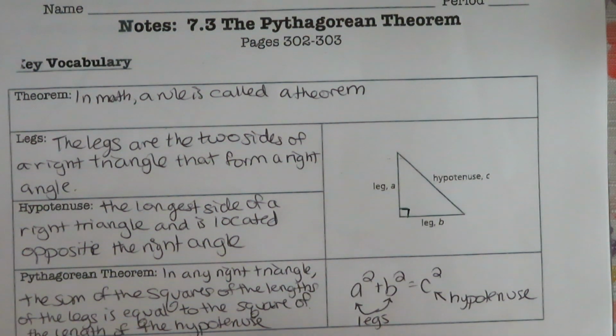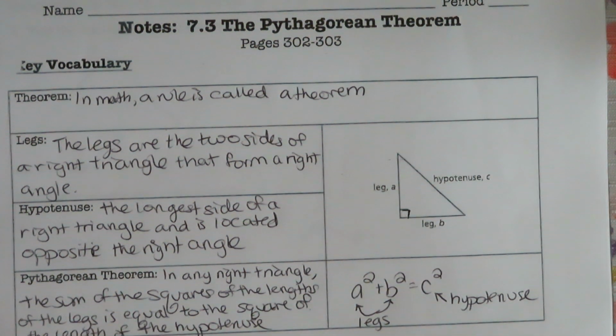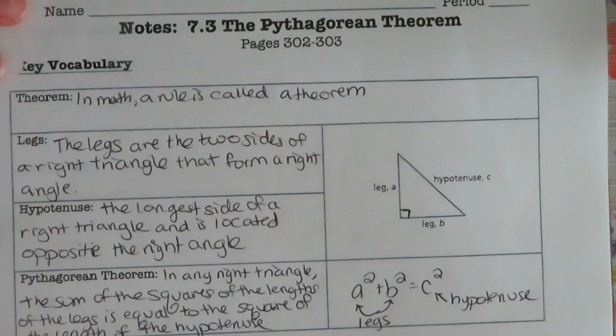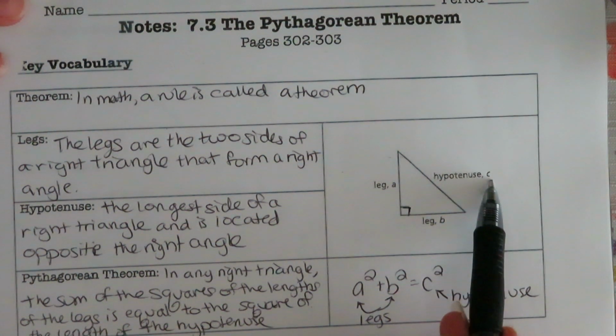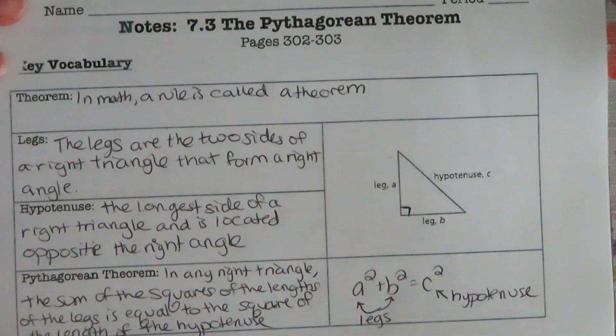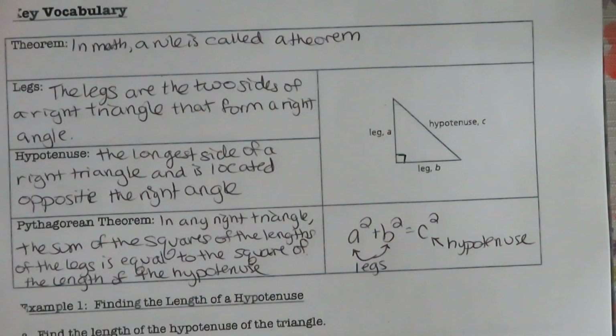Hypotenuse is the longest side of a right triangle and is located opposite of the right angle. So this is your hypotenuse. That's always going to be C. We have A, B, and C. It's very important you guys label it that way.